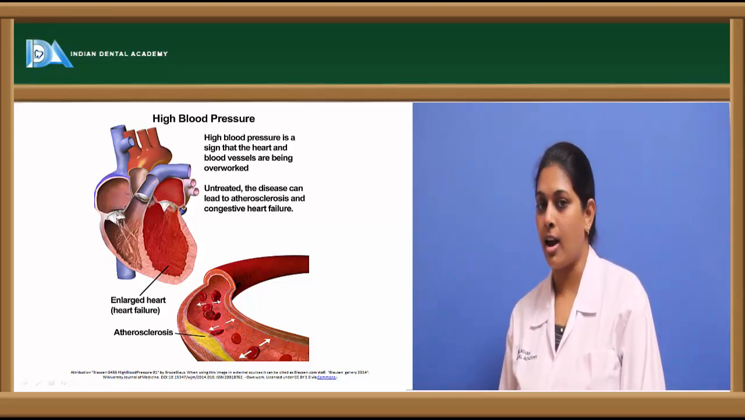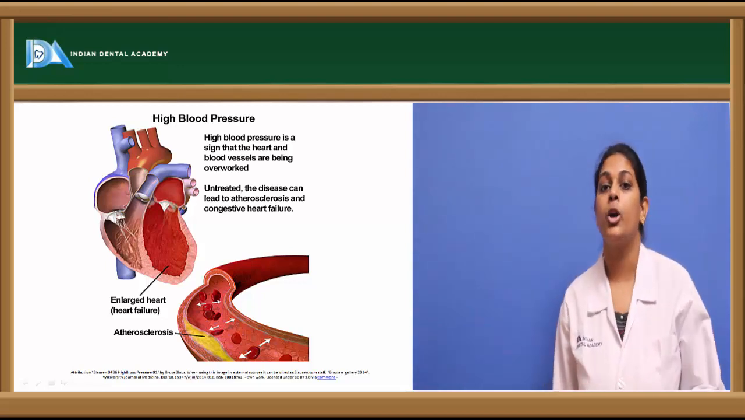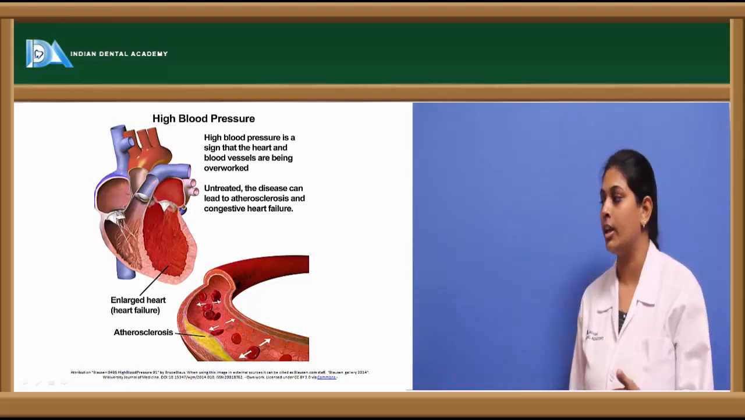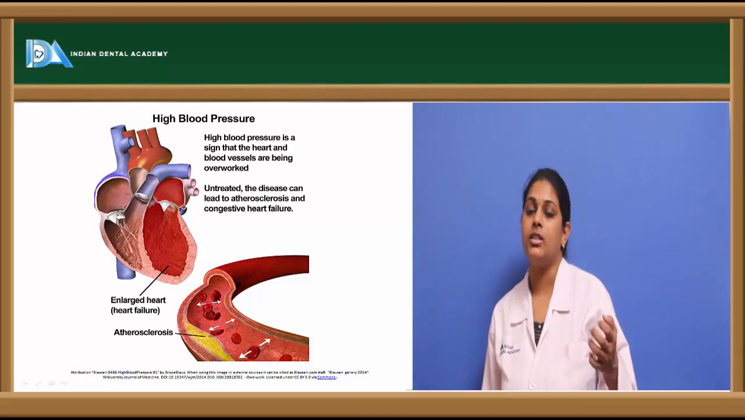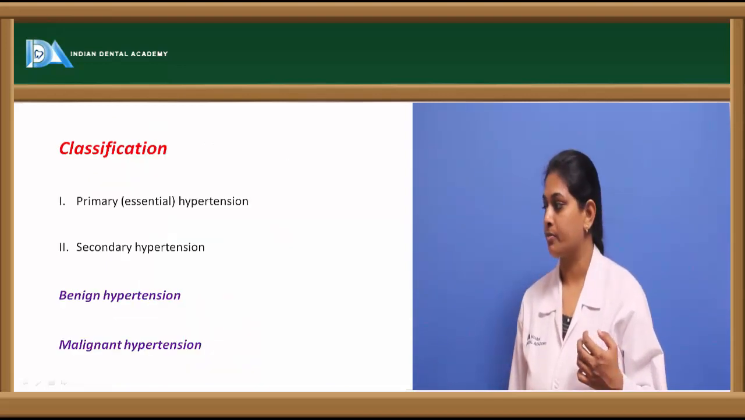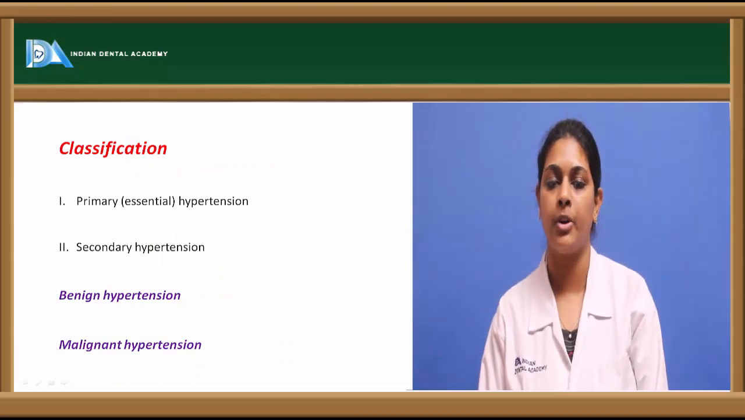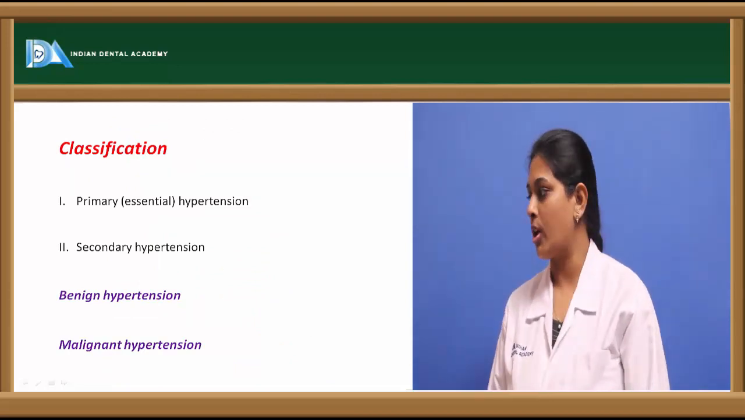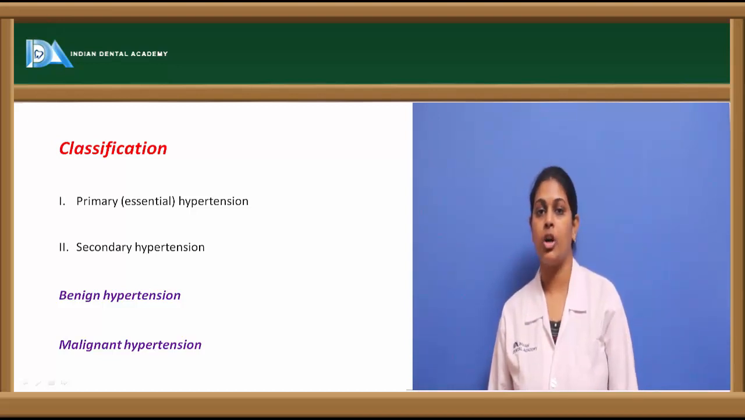If untreated, it results in atherosclerosis, that is, changes in the arterial wall because of the increased blood being circulated, and this results in congestive cardiac failure. This is the main pathogenesis resulting in death in patients with hypertension. Coming to the classification of hypertension, it could be primary or essential hypertension, which is seen in 80 to 95% of cases with an unknown cause or etiology.